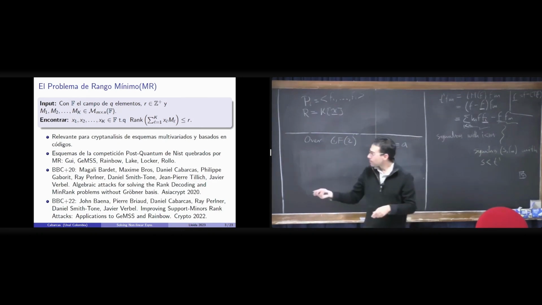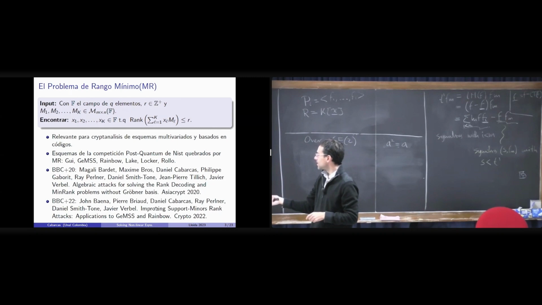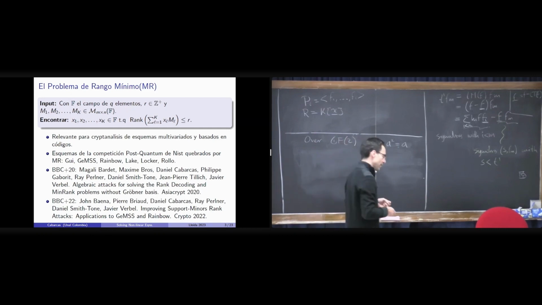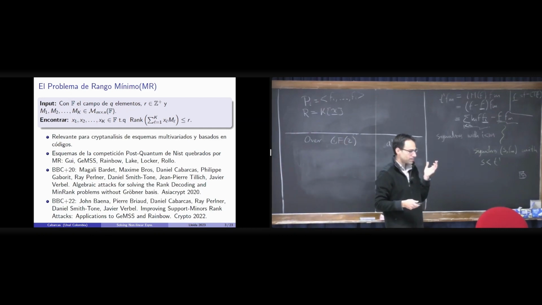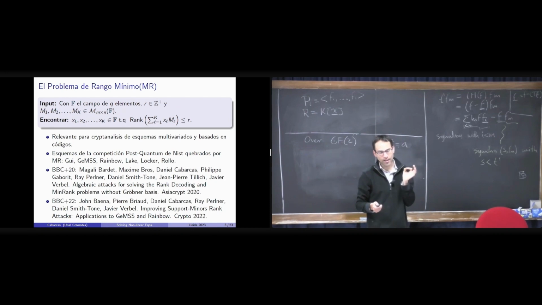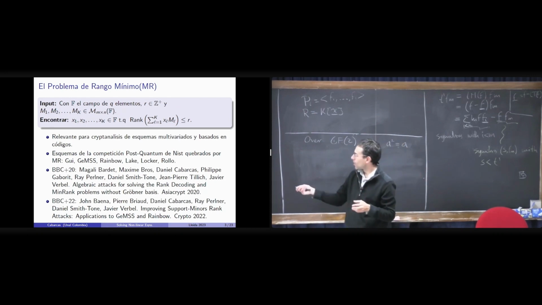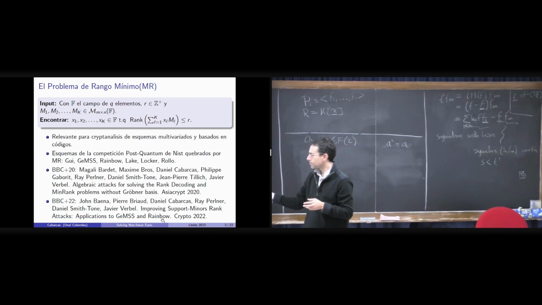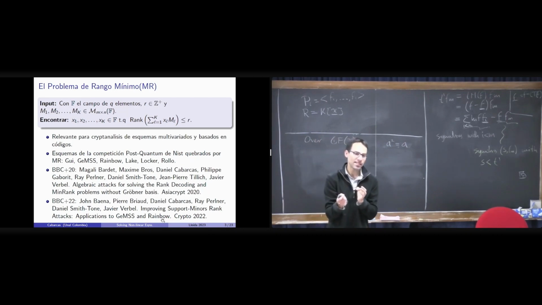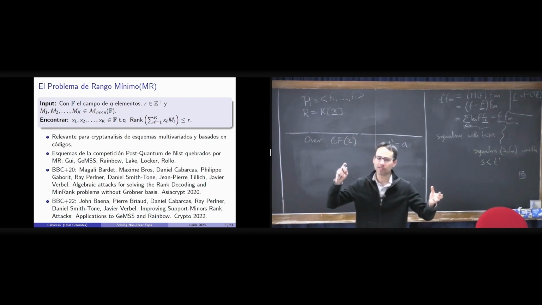In this second paper, this one here, Improving Support Minors Rank Attacks: Applications to GeMSS and Rainbow, we got an even better attack on GeMSS, and we discussed the complexity of breaking Rainbow. In this case, one of the interesting things is that we discussed the problem of memory access on these huge matrices.